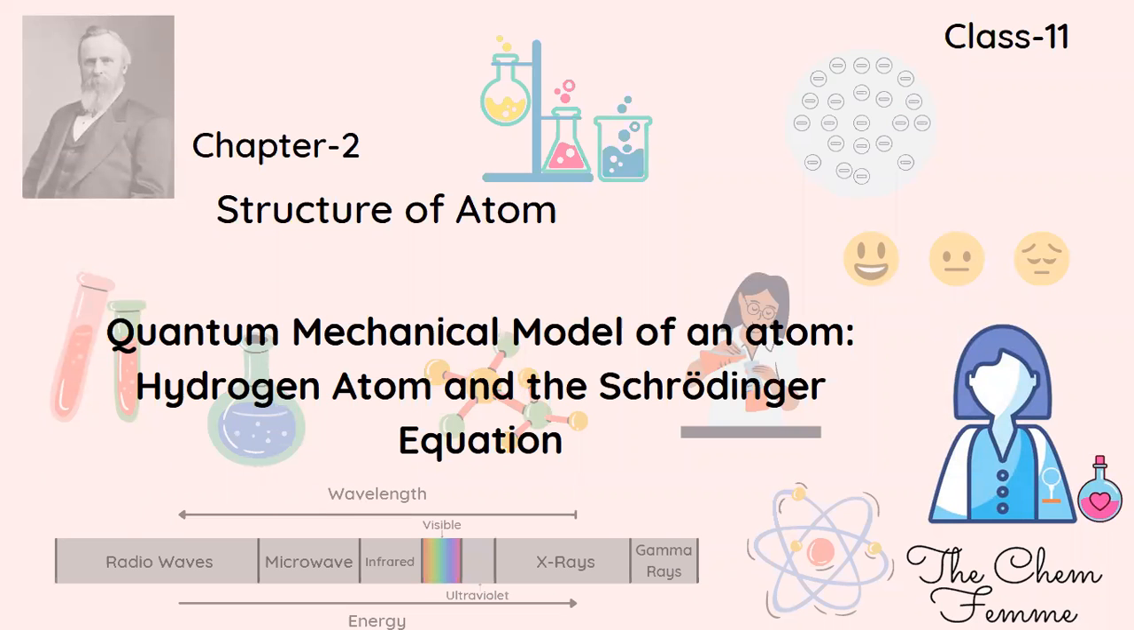So in the previous video, we started with the basic idea as to why quantum mechanics had come in. The reason being the dual nature of matter, which was not considered by classical mechanics. In this video, we're going to be talking about the hydrogen atom and Schrödinger's equation.